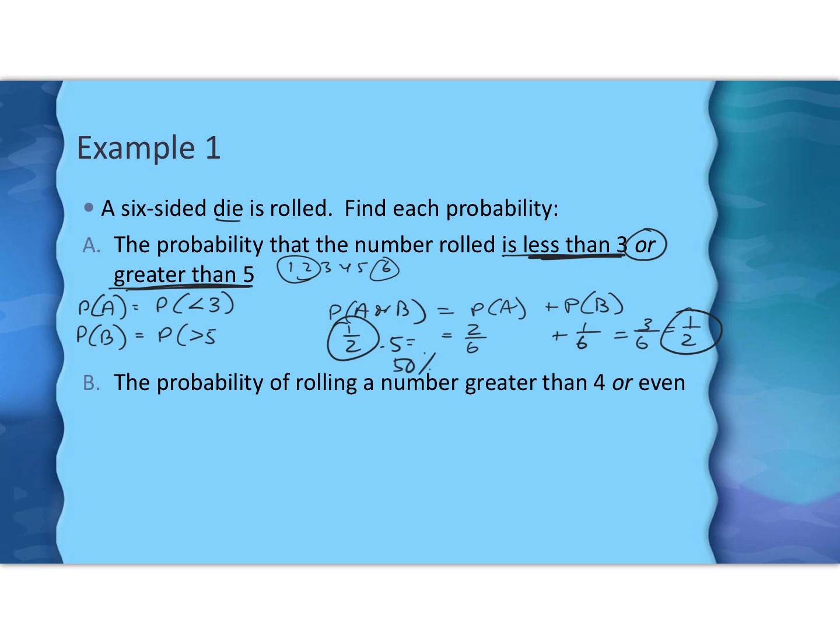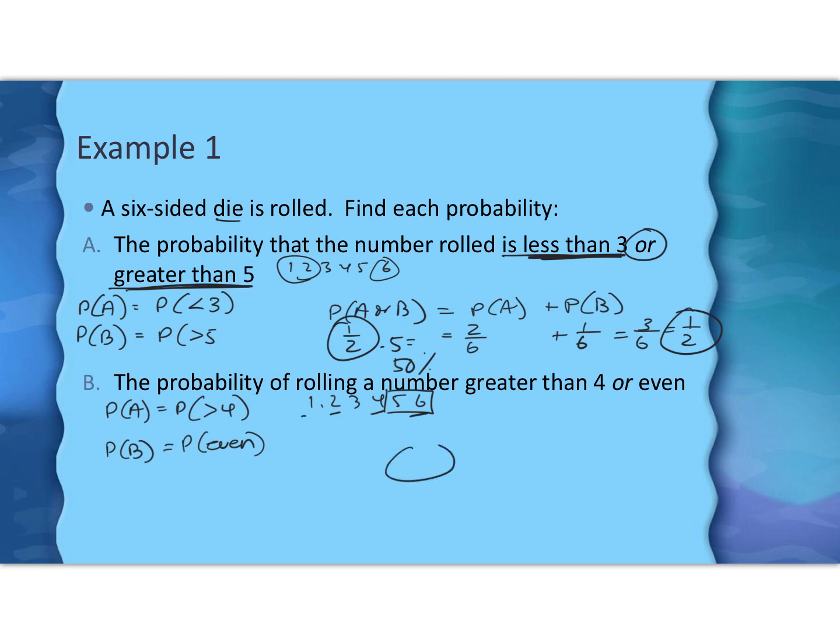The second one says, what is the probability of rolling a number greater than 4 or an even number? So event A is the probability of greater than 4, and event B is an even number. Now we've got to think about that. I've got 1, 2, 3, 4, 5, and 6. Greater than 4 is 5 and 6. An even number is 2, 4, or 6.